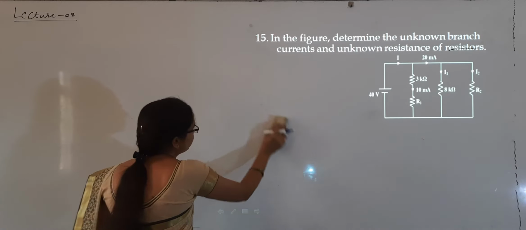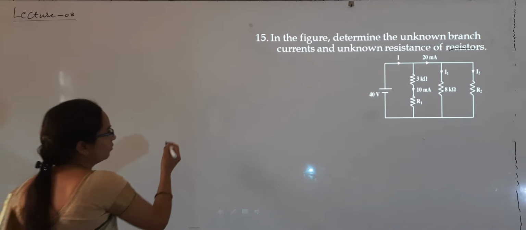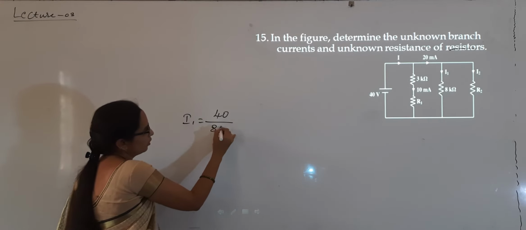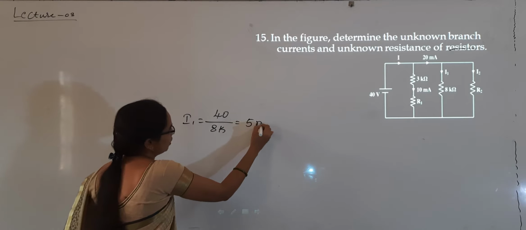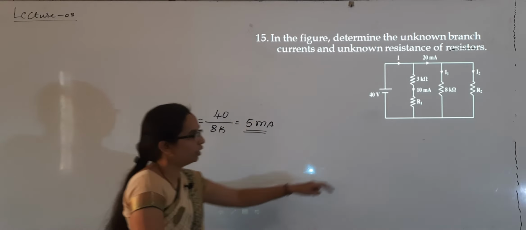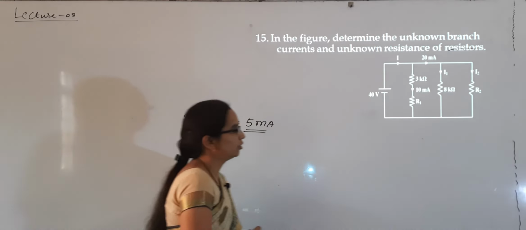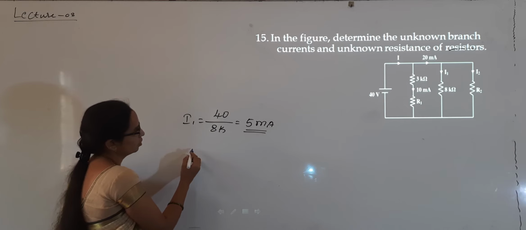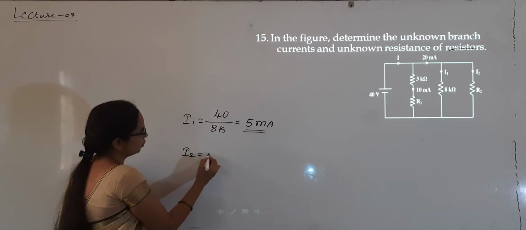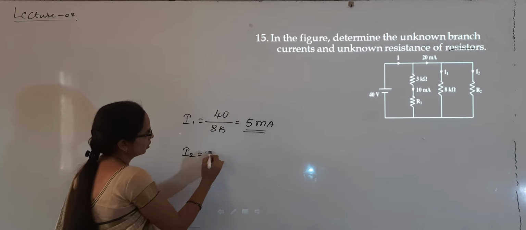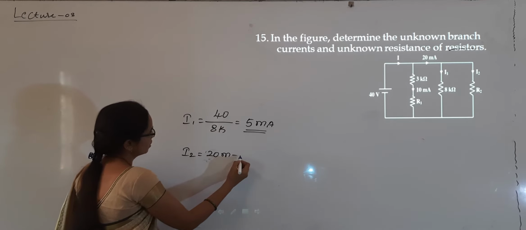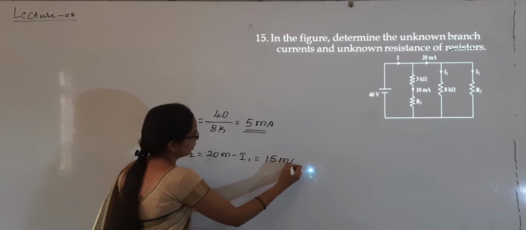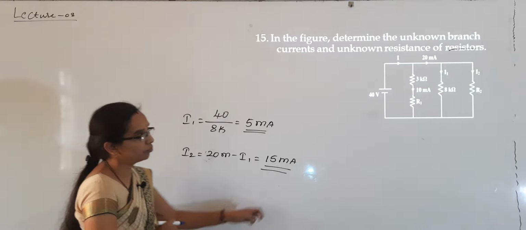We'll calculate I1 first. I1 is equal to 40 V by R formula, divided by 8 kilo. 5 milliamperes is the current flowing through 8 kilo ohm. Okay, we got the value of I1. Then I2 will be equal to 20 milli minus I1, that is 15 milliamperes. We got the value of I2.